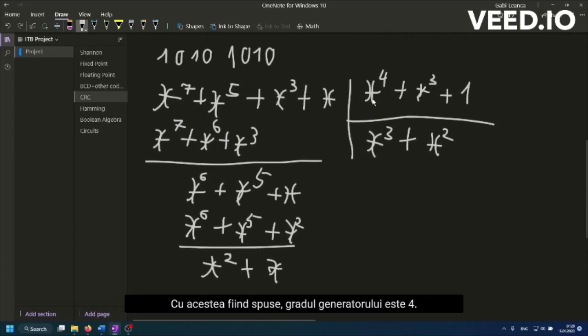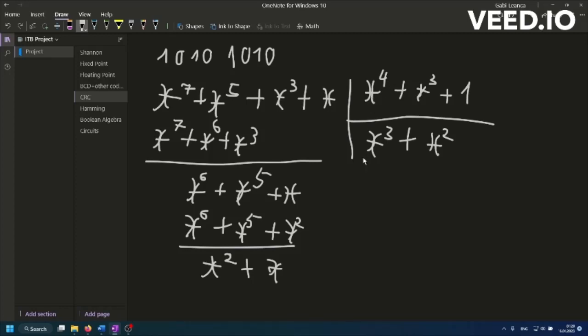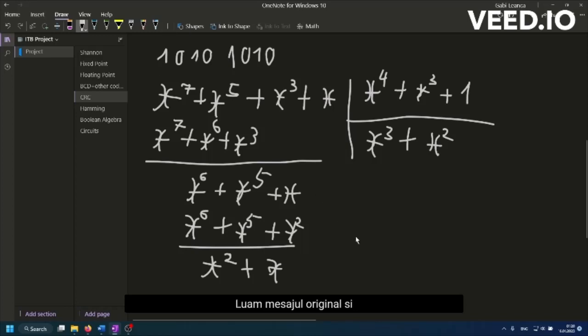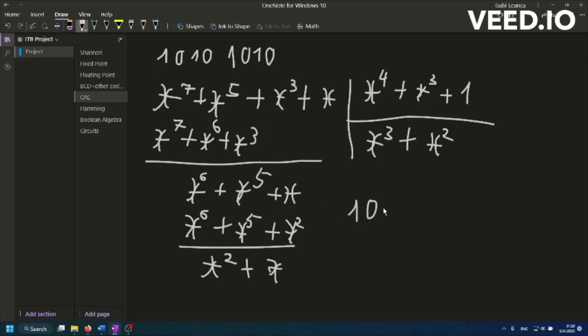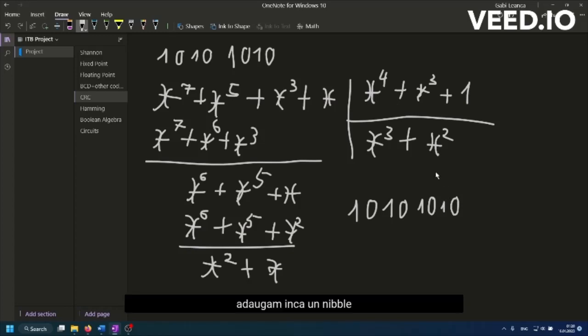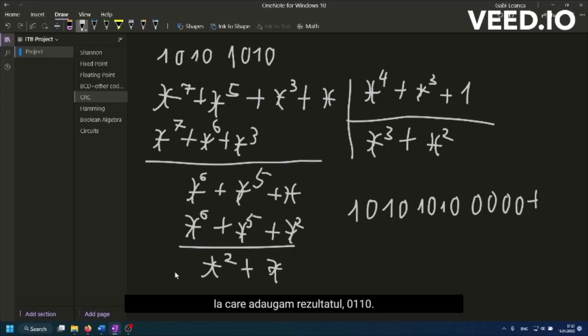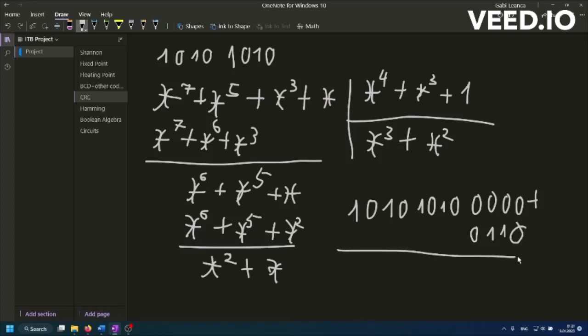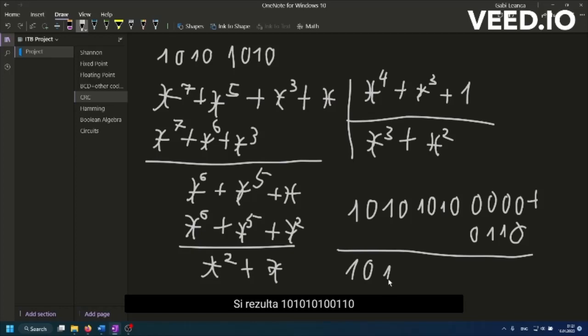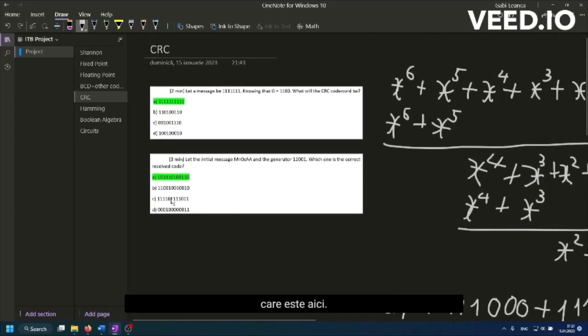That being said, the degree of the generator is 4, so we take the original message, we add another nibble, to which we add the result 0, 1, 1, 0. We get 1, 0, 1, 0, 1, 1, 0, 0, 1, 1, 0, which is here.